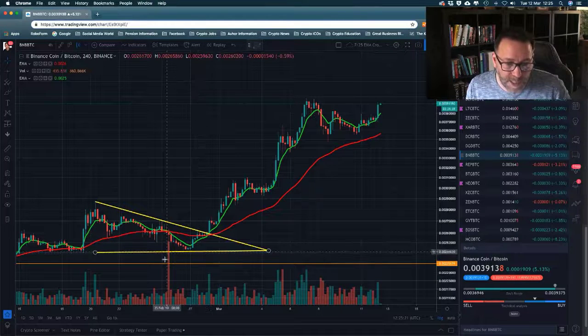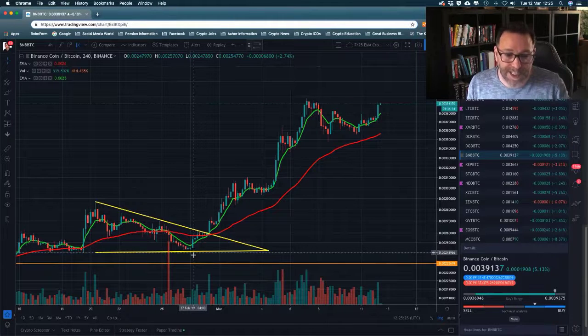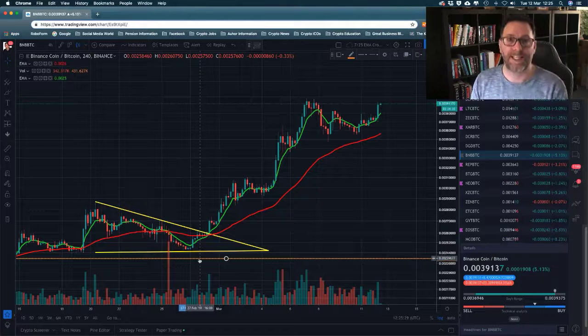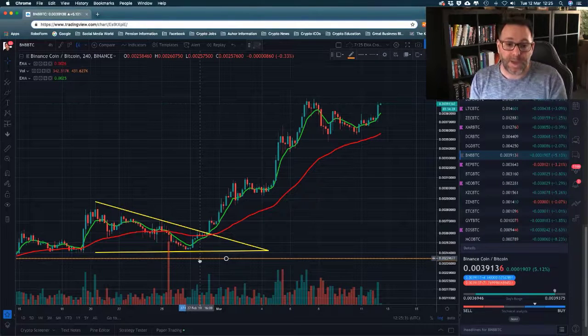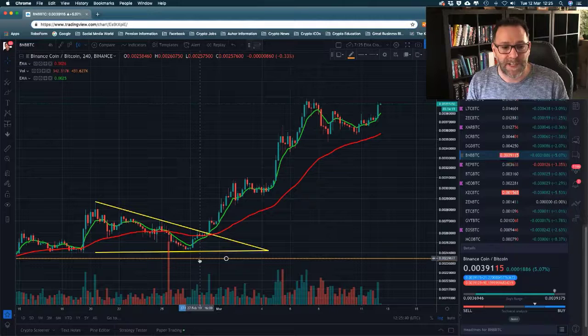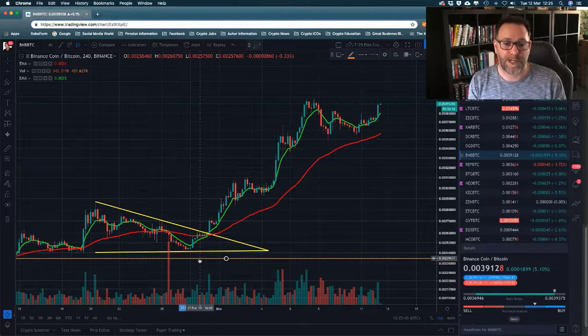And this is why it's important to get this base for the triangle, because you know exactly where to put your stop loss. You could have made that even tighter and just risked losing 2%. So this is why triangles are so important. I've gone very, very quickly through the ascending triangles, the descending triangles, and the symmetrical triangles, but that gives you a gist of how the triangles work.